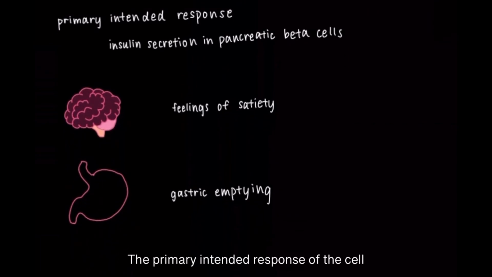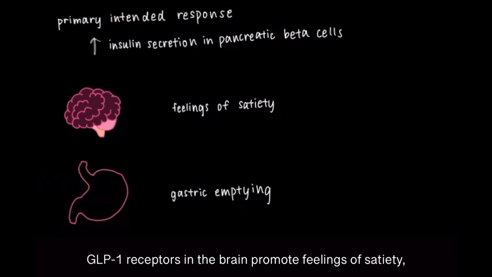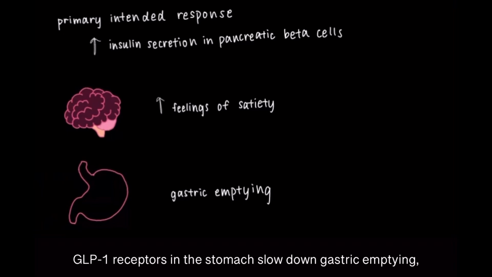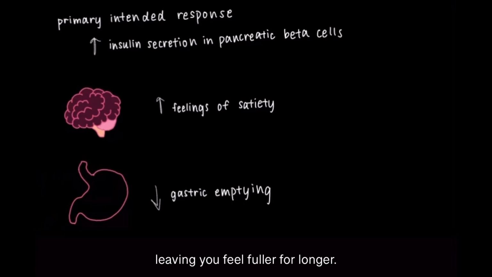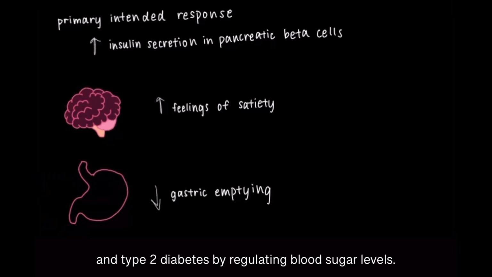The primary intended response of the cell is to increase insulin secretion in pancreatic beta cells. GLP-1 receptors in the brain promote feelings of satiety, which can help manage appetite. GLP-1 receptors in the stomach slow down gastric emptying, leaving you feeling fuller for longer. All three of these cell reactions help with weight loss by reducing appetite and type 2 diabetes by regulating blood sugar levels.